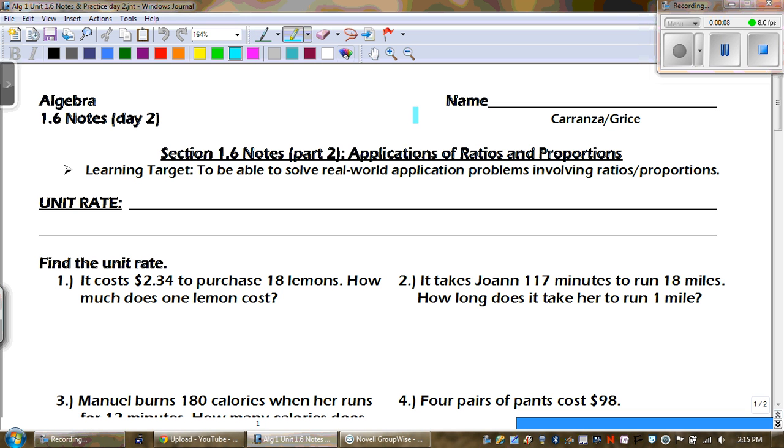Today we're talking about applications of ratios and proportions. Our learning target today is to be able to solve real-world application problems involving ratios and proportions.